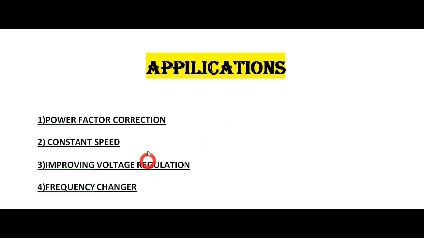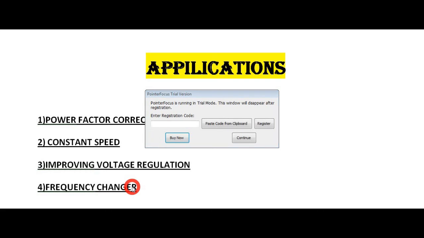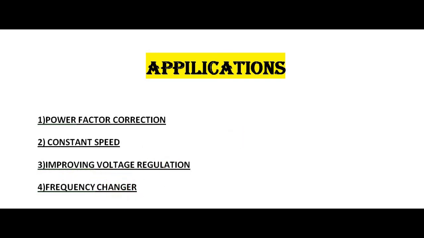Also, improving the voltage regulation for long transmission lines. A synchronous motor with a field regulator can be used to control the voltage at the end of long transmission lines by varying the excitation. And what do you mean by the frequency changer? Basically, the synchronous motor can be used to drive another alternator to generate a supply at a different frequency. Due to this constant speed nature, in this case also we can use it as a frequency changer.